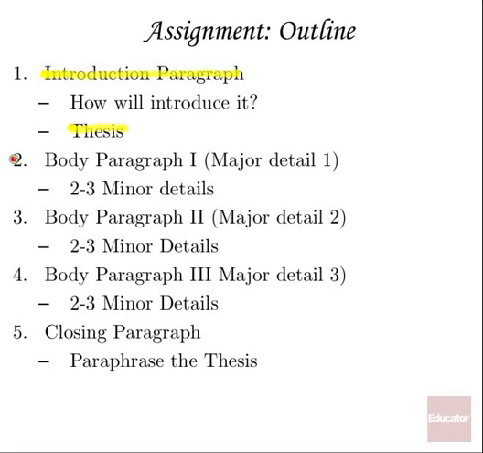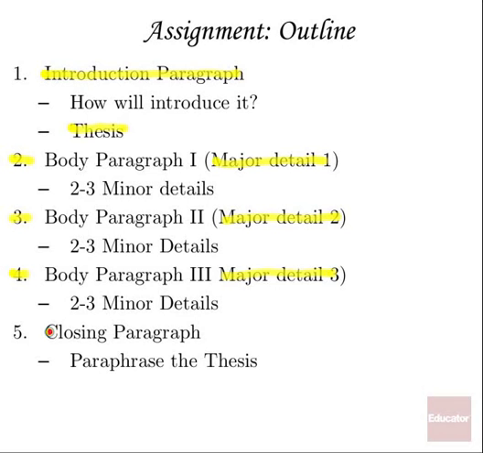Then go to body paragraphs 2, 3, and 4, or body paragraphs 1, 2, and 3. Write down what those major details are. And then below that, write 2 to 3 minor supporting details that support each one of those major supporting details.